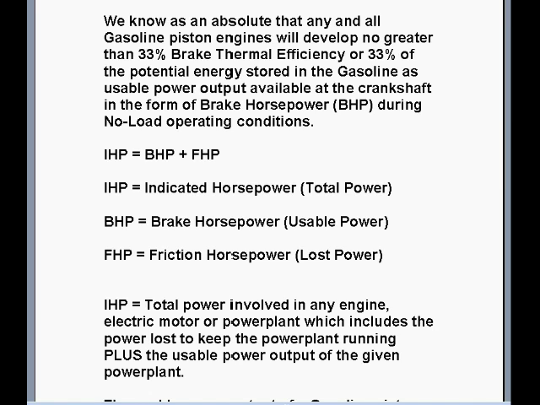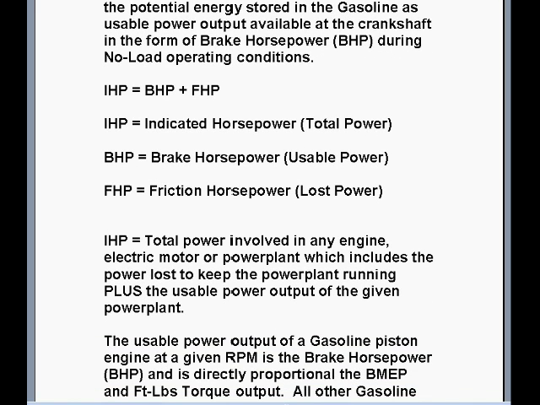So if we're dealing with total power in the entire engine, that would be indicated horsepower, IHP, which is equal to the usable power, BHP, plus the power loss to keep the engine running, FHP. So indicated horsepower is equal to brake horsepower plus friction horsepower. So here, the IHP is the total power involved in any engine, electric motor, or power plant, which includes the power loss to keep the power plant running, which is the friction horsepower, plus the usable power output of the given power plant, which is the brake horsepower.